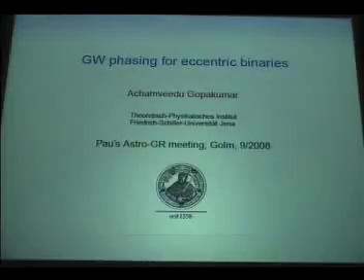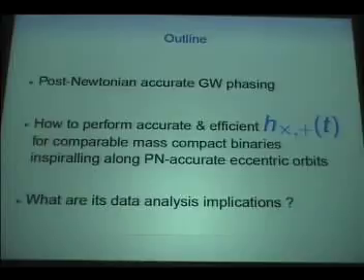So I'm from Jena, and so that will be a brief outline of what I'm going to talk about. I will define formally what you actually mean by post-Newtonian accurate gravitational wave phasing. So the words are all important out there, post-Newtonian.